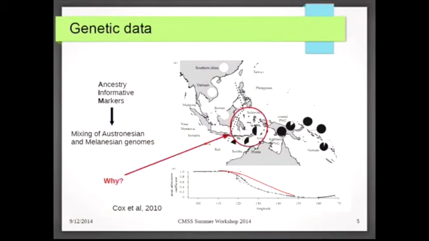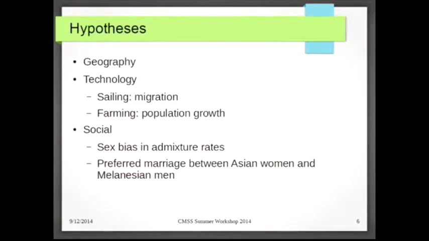And the real question of the work is why? Why do we have this strange admixture rate, mixing rates in the central region of Indonesia, of these islands? So the main hypotheses we have to explain this are, first, the geography, because we have a landscape of islands. You need to have some kind of sailing technologies to move efficiently from one island to another, and this should have a big influence on migrations and on the genetics.